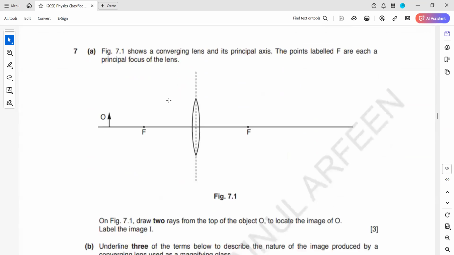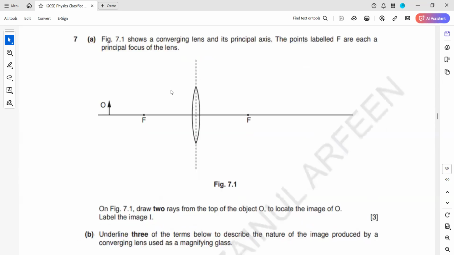The next question is related to a lens, a converging lens or a convex lens. Figure 7.1 shows a converging lens and its principal axis. The points labeled F are each a principal focus of the lens. On figure 7.1, draw two rays from the top of the object to locate the image of the object.